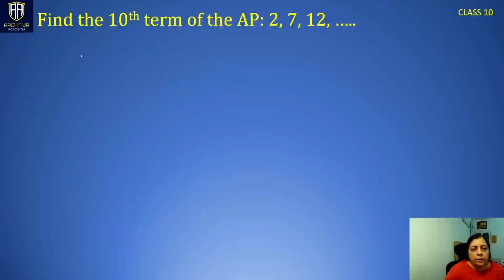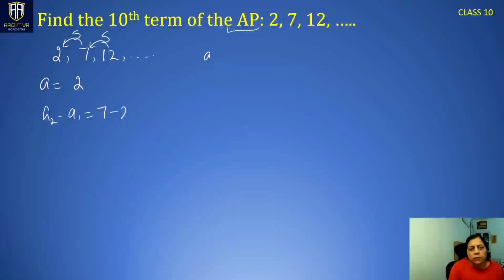Next we have to find the 10th term of the given sequence 2, 7, 12 and so on. So first of all you can check the difference between 7 and 2 is 5. The difference between 12 and 7 is 5. So this is an AP, though it is already given in the question. Looking at this AP, the first term is 2 here and a2 minus a1 is 7 minus 2, that is 5. So the common difference is 5. These are the two basic terms to solve any AP.